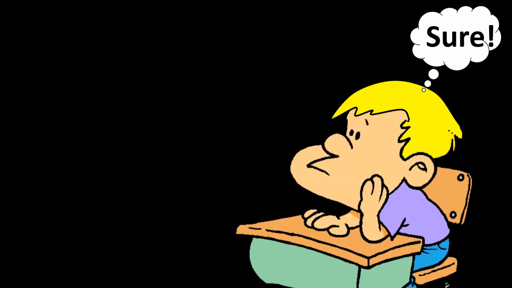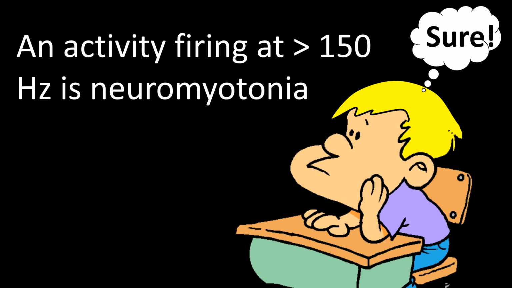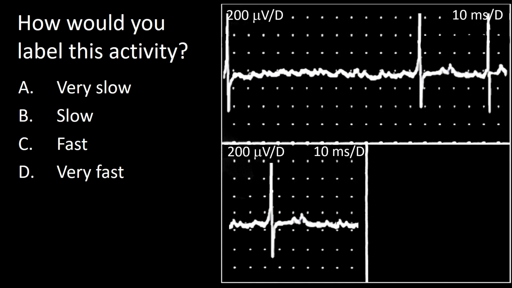What can we say for sure based on frequency of an activity? An activity firing at less than 4 Hz is not volitional. In other words, not a motor unit action potential in the operational sense. And a group activity with individual potentials firing at more than 150 Hz is neuromyotonia. So the answer to this question is C.